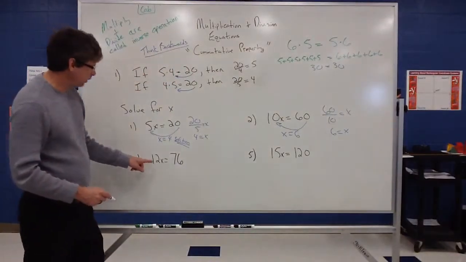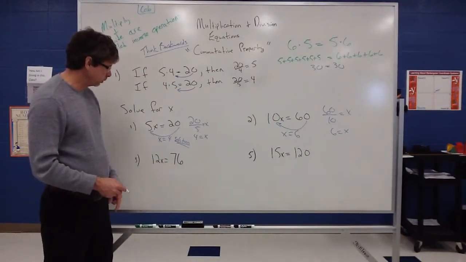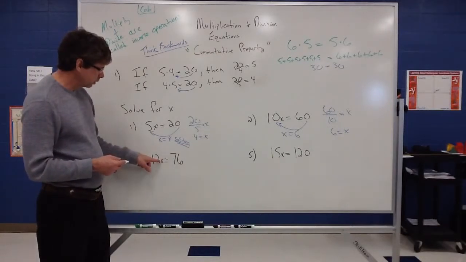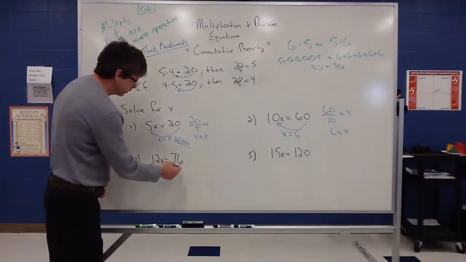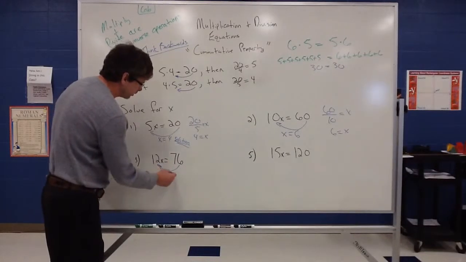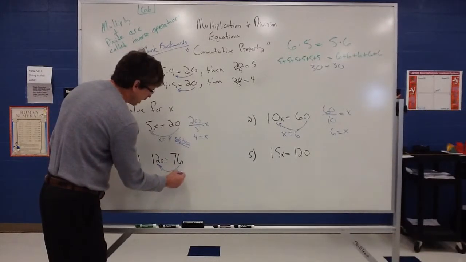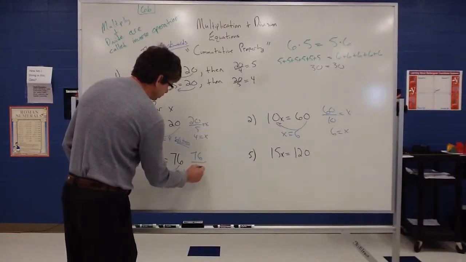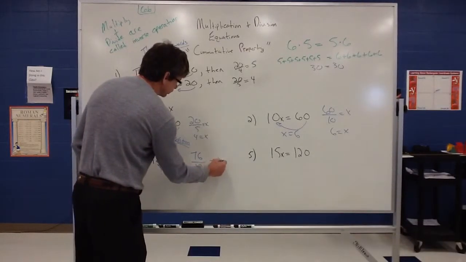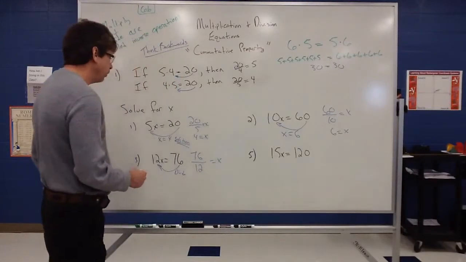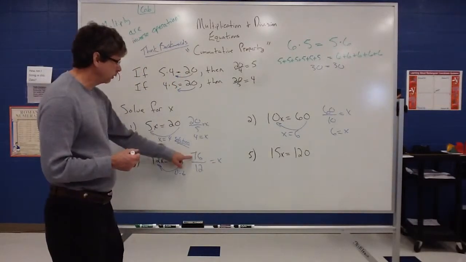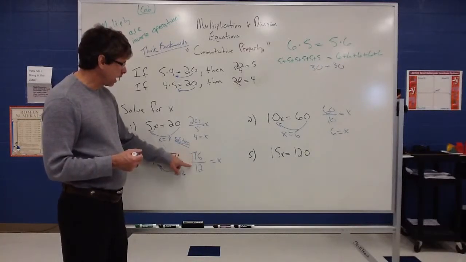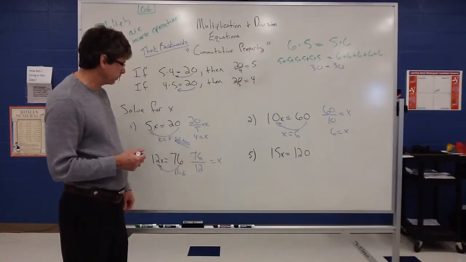Now look at this example. I have 12 times some number is 76. Well, I'm not good with my 12s. But I do know that if this is multiplication, then these two numbers are related by division. So I could find my answer by going 76 divided by 12, and that would equal x. Now one of the things I see in this problem is this is a fraction, and I can reduce it a little bit. Since these are both even, I can divide the numerator and denominator by 2.